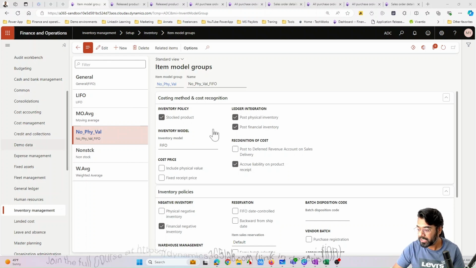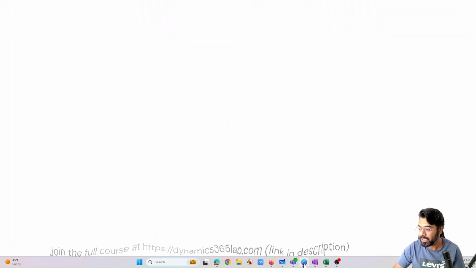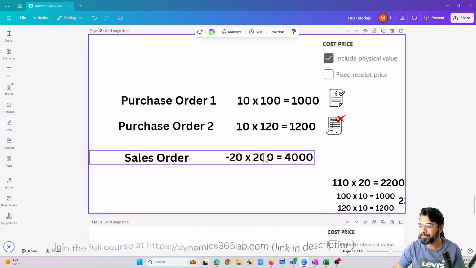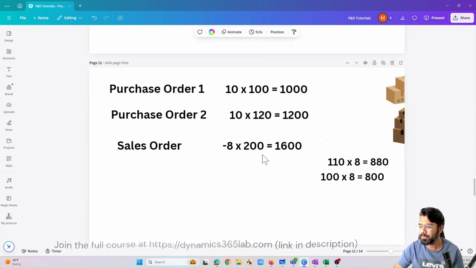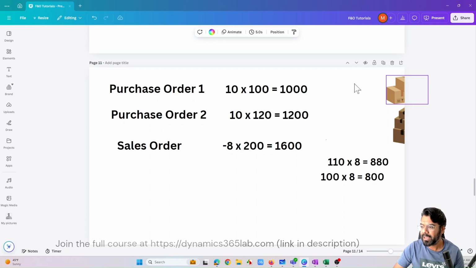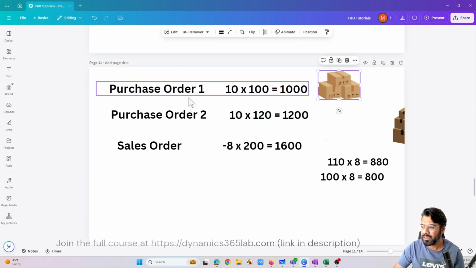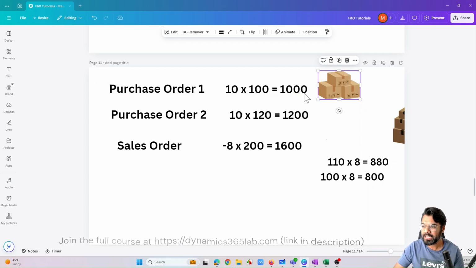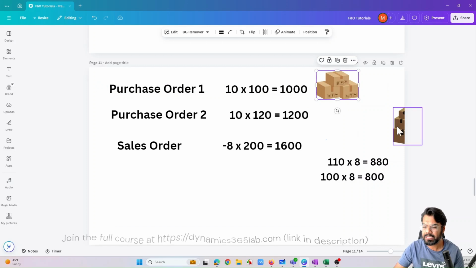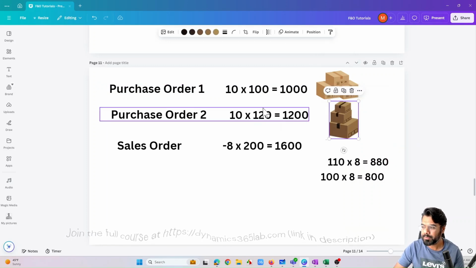Okay, so in the earlier video we covered this concept where I purchased an item using purchase order 1, and that item was purchased for a cost of $100. We purchased 10 quantity, so the total cost for the first purchase order is $1,000. And then we placed another purchase order. Now we assume that the cost increased to $120, so we purchased 10 quantity for $120.